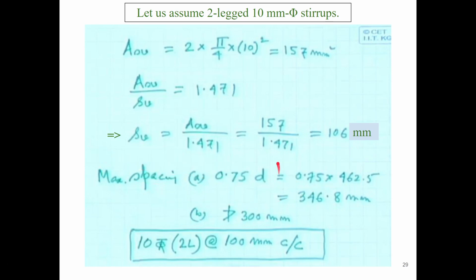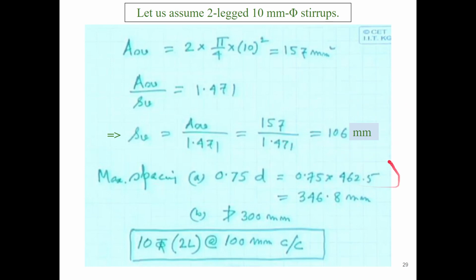Okay, so as per the clause of IS 456 we just discussed, the spacing of the stirrups should be the minimum of three values. One is the SV value, which is 106. The second is 0.75d, which is equal to 0.75 into 462.5, which is 346.8. If this is inclined, then it would have been simply d, which should have been 462.5. And the third is 300. So it should be the minimum of 106, 346.8 and 300. So the minimum is 106 mm, right?